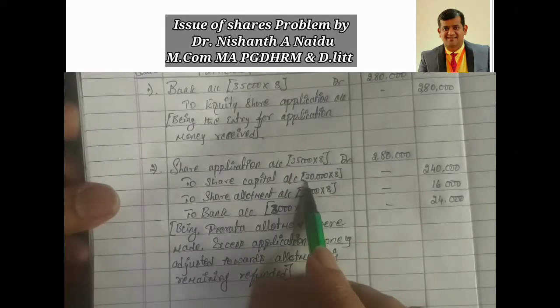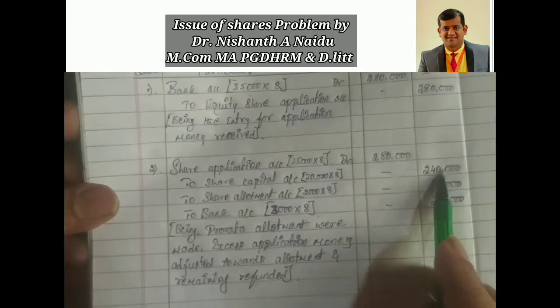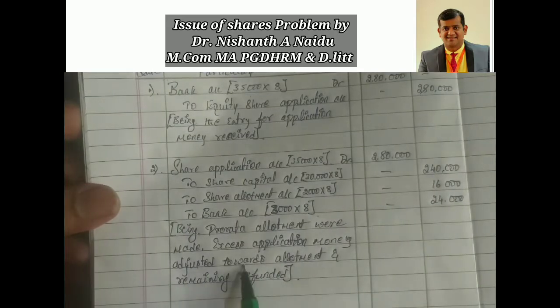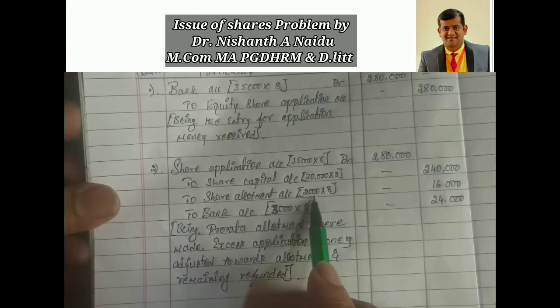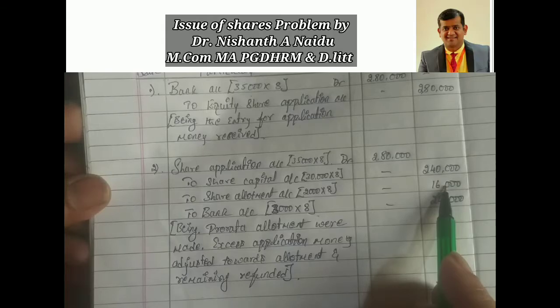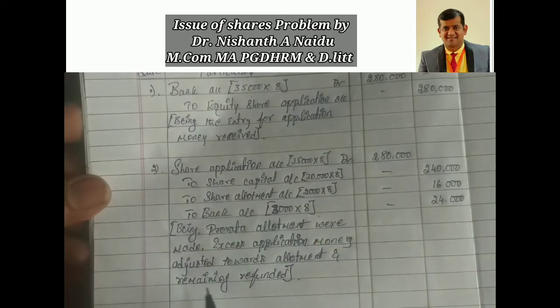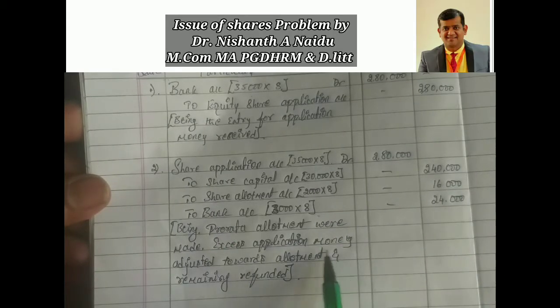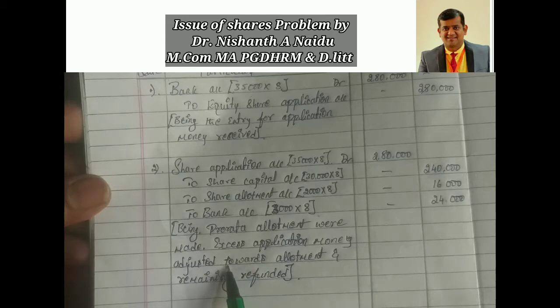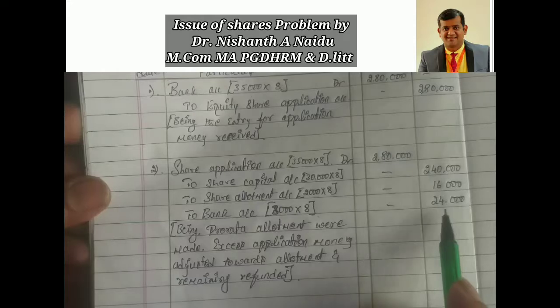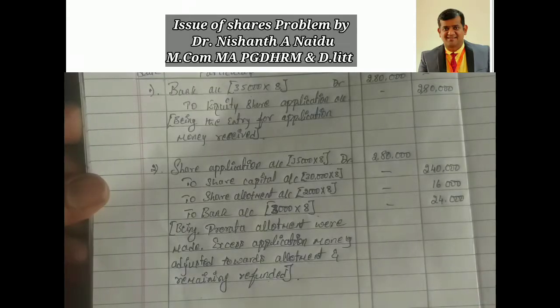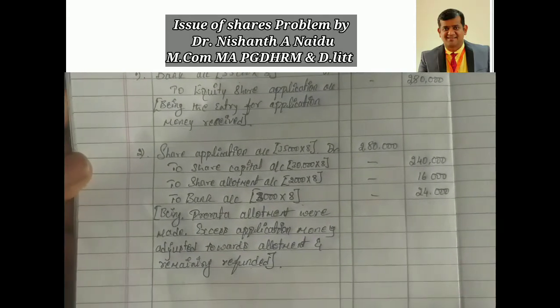That is 2 share capital 30,000 into 8. Excess application money adjusted towards allotment. So that is share allotment account, 2,000 shares excess we have received under pro rata, that has been adjusted towards allotment. Then whatever remaining amount is refunded. Remaining is 3,000 shares at rupees 8, 24,000 has been refunded. Okay, so this is the second entry.